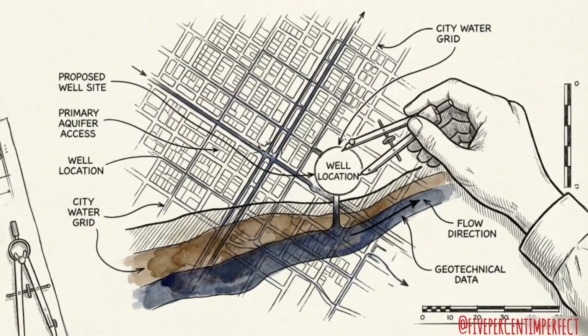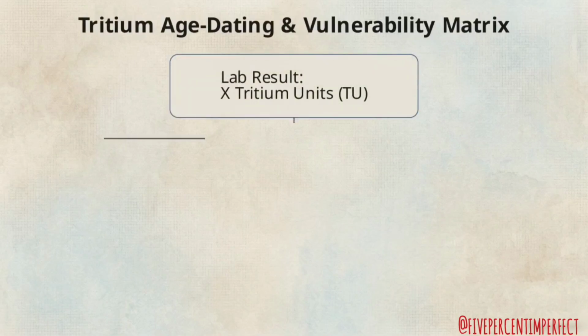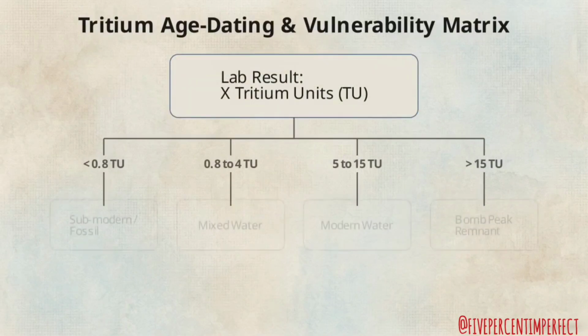To translate our lab results into a risk assessment, we use the tritium age dating and vulnerability flowchart.